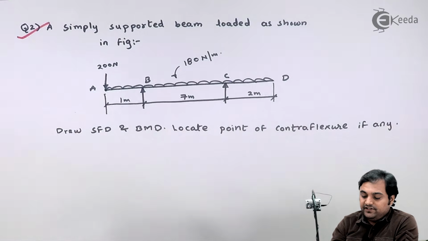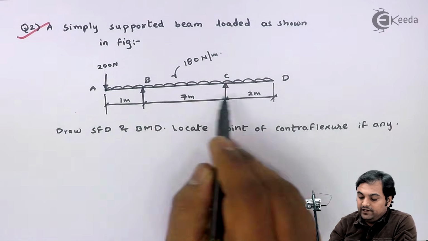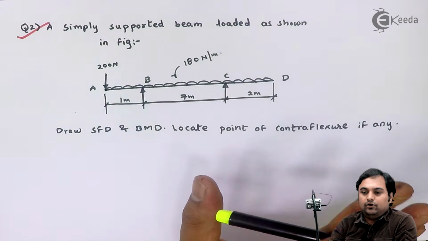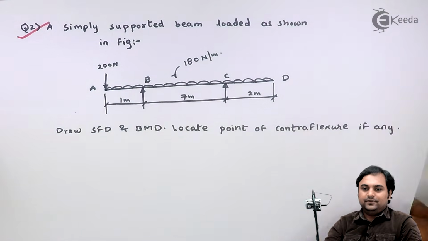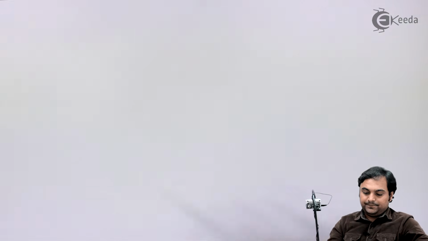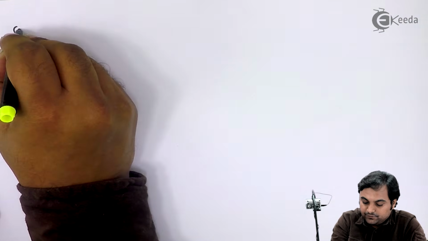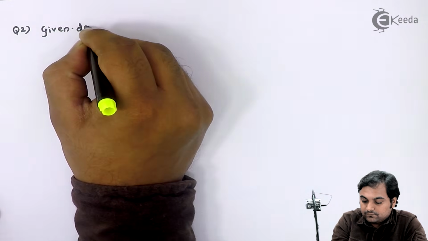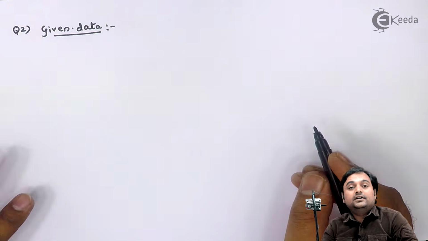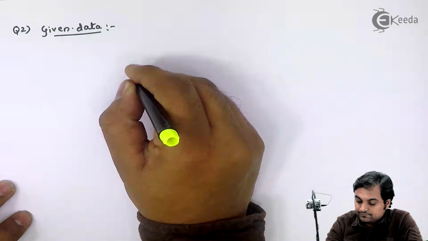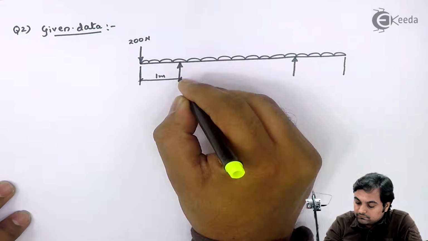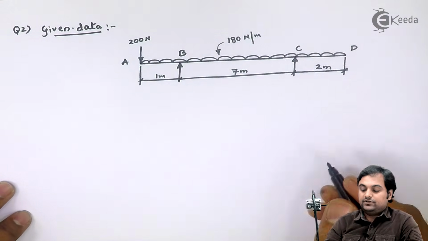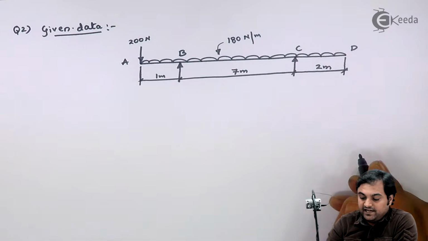Now as they have given, we can see an overhanging beam here. I will write the data first, and the data is in the form of a diagram. So let us start with question number 2. In the data part, I will draw the beam once again. So this is the diagram of the beam which we have.